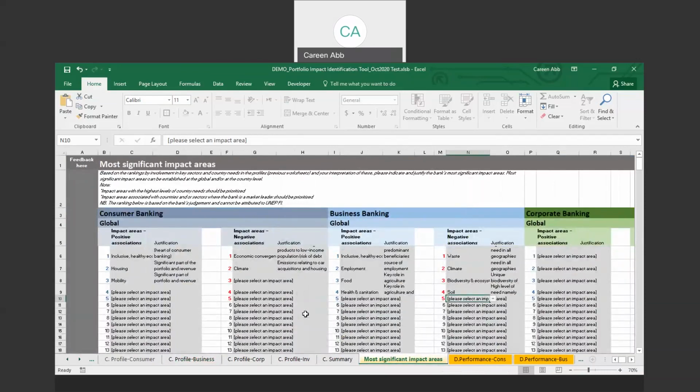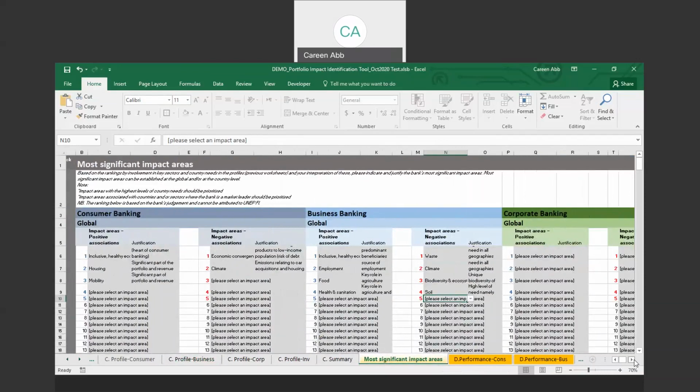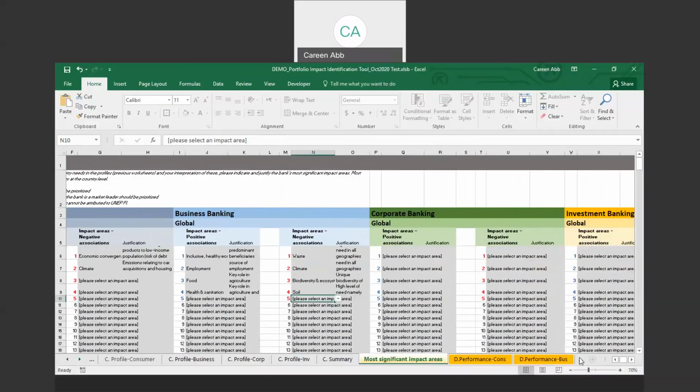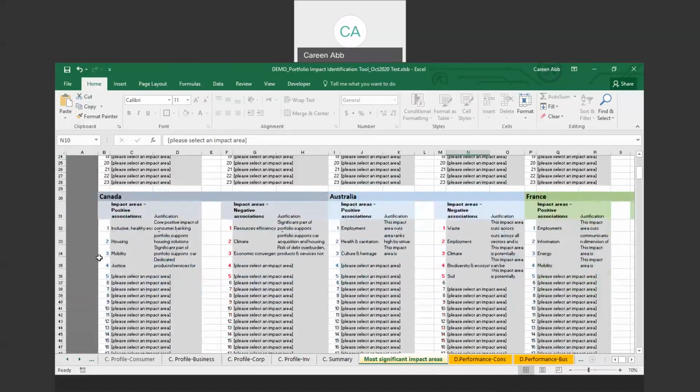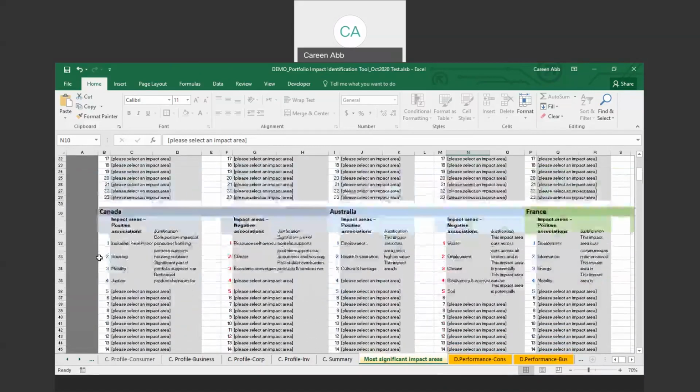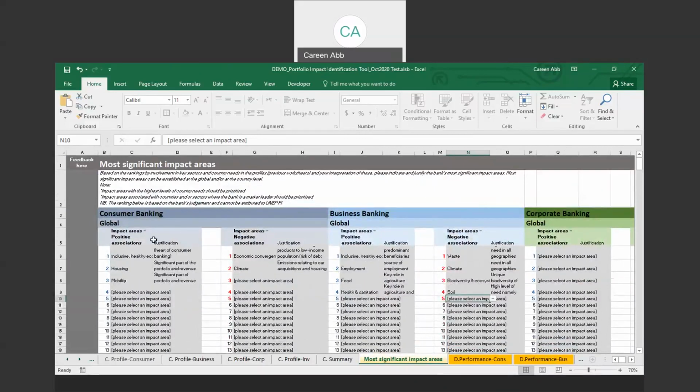This is something that you would then capture manually on this next worksheet titled Most Significant Impact Areas. In this worksheet, you can see a summary for each of the business lines: consumer, business, corporate, and investment banking further down the line. And for each one, you also see the global and the country levels reflected, rolling vertically. And finally, within each of those, you have both the positive and the negative associations.